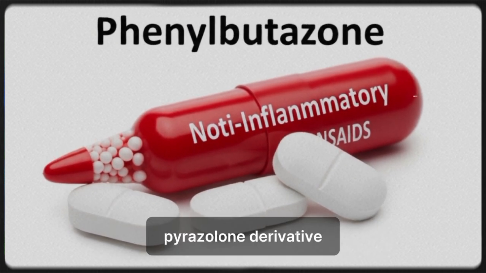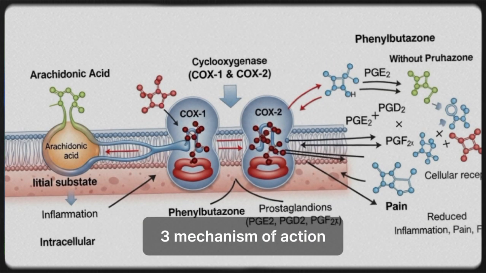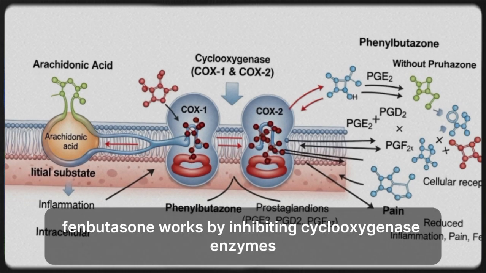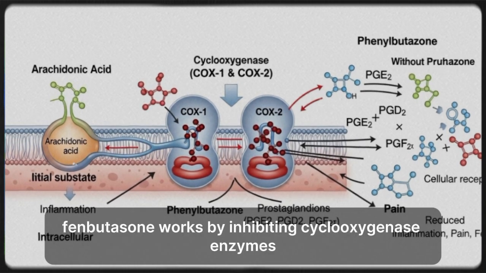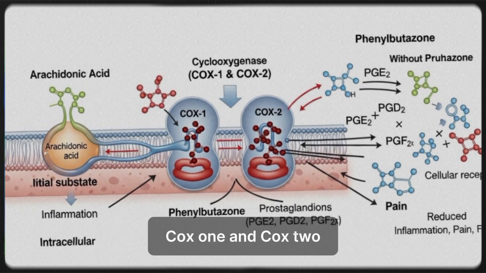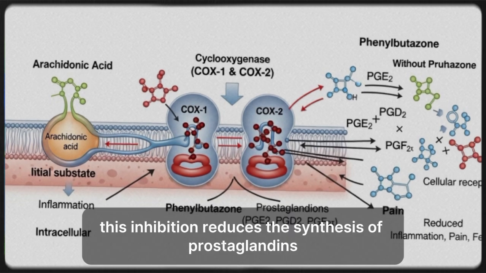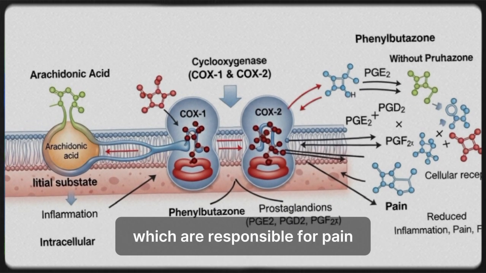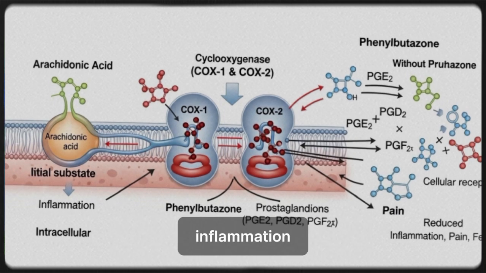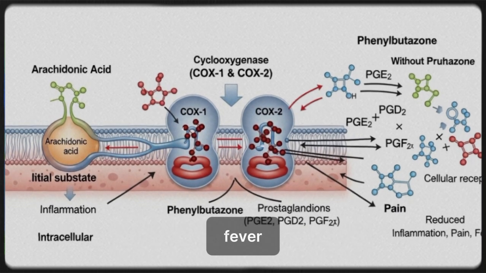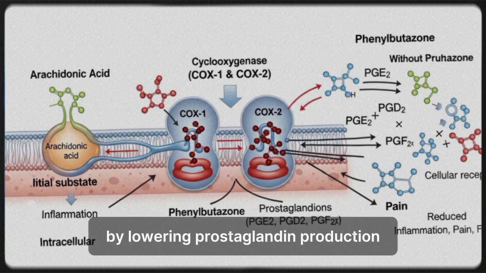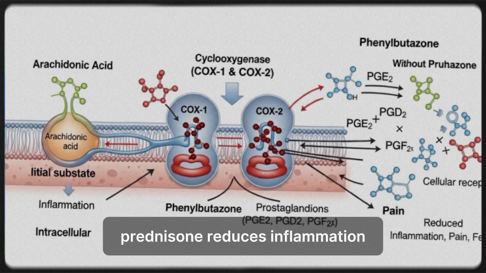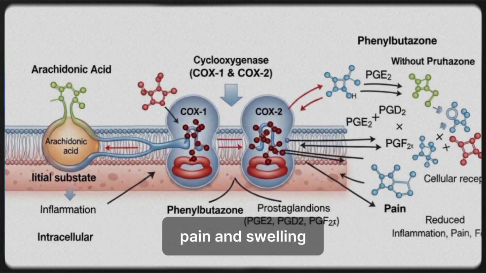Pyrazolone derivative. 3. Mechanism of action. Phenylbutazone works by inhibiting cyclooxygenase enzymes, COX-1 and COX-2. This inhibition reduces the synthesis of prostaglandins, which are responsible for pain, inflammation, and fever. By lowering prostaglandin production, phenylbutazone reduces inflammation, pain, and swelling.